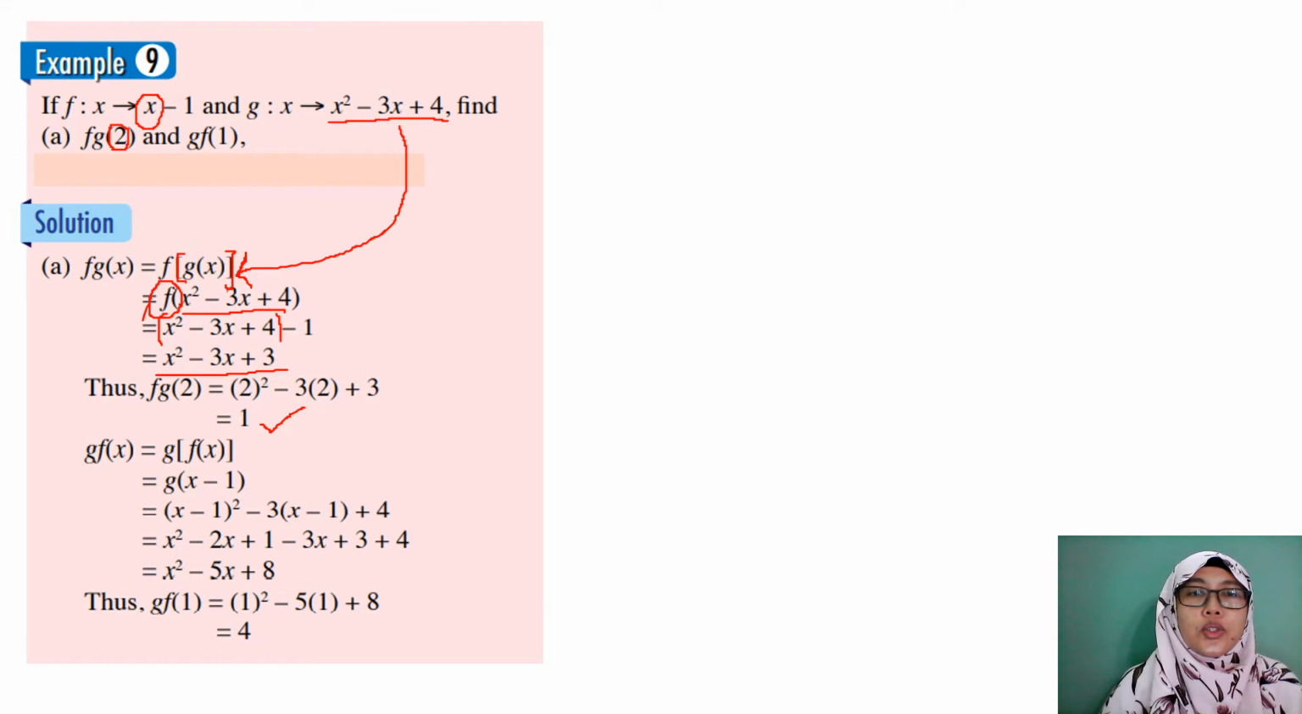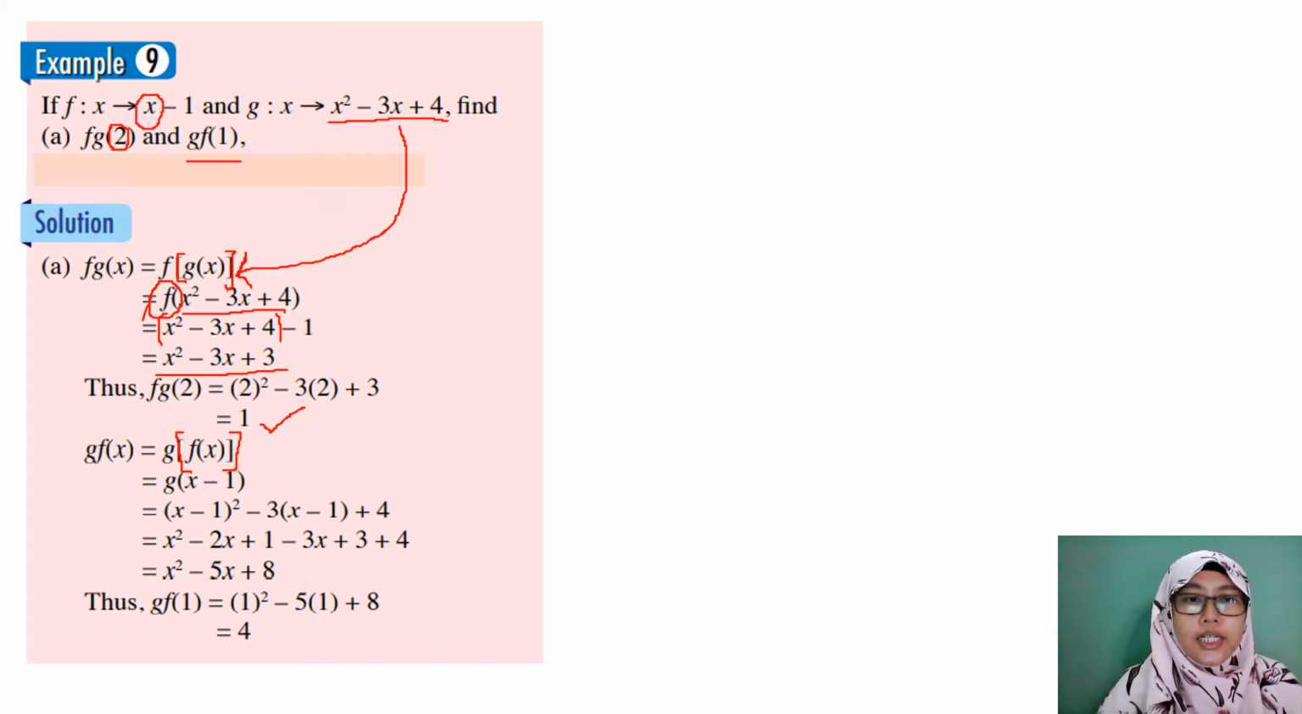Okay, so the other example is gf(1). Okay, gf(1) and fg are different. For gf(1), first you need to split as a bracket. So I write down gf and then make sure g and f are in a bracket. G and f we will split as a bracket.